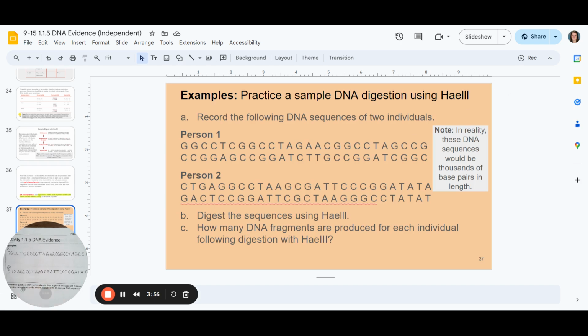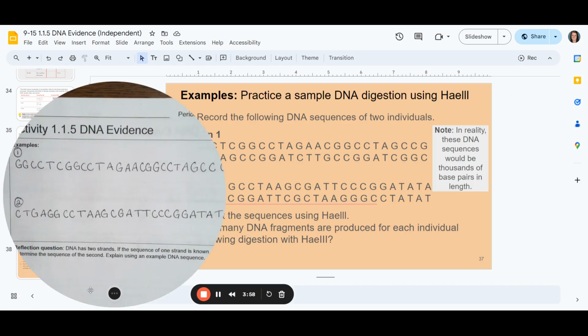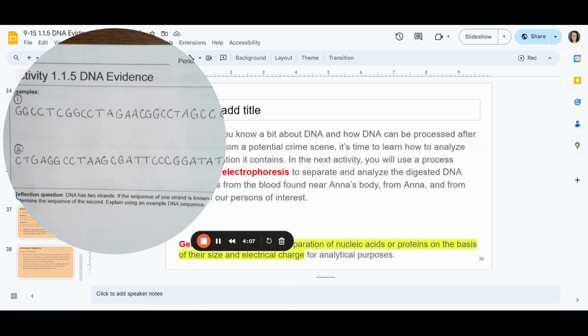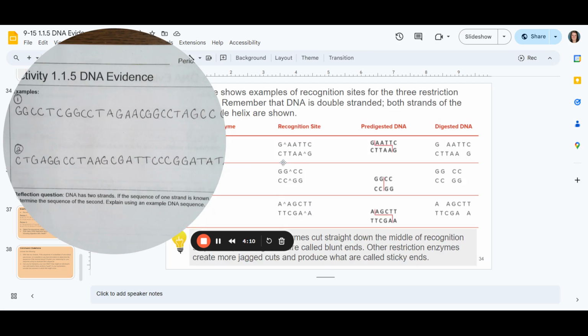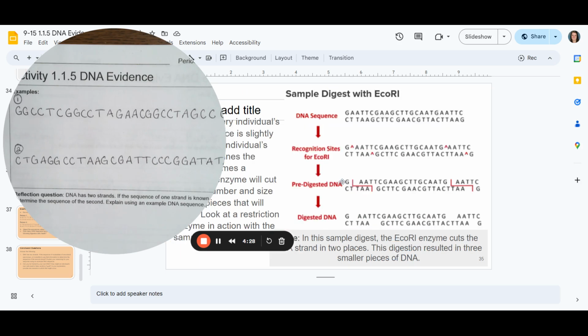For your practice, let me see if I can make this bigger. You are asked to digest the sequences using Hi3. We have to remember that Hi3 finds the sequence GGCC and digests in the middle. Technically, it finds GGCC on top, CCGG on the bottom, but if we know the top, we know the bottom because they are complementary. The only exception is if there's mutations, but we're not going to get into that.